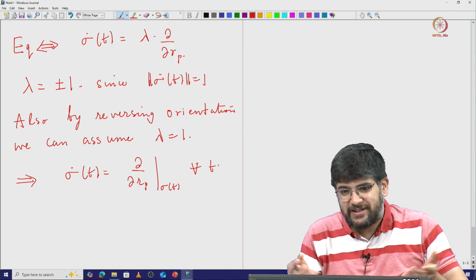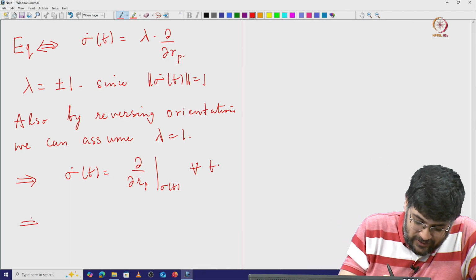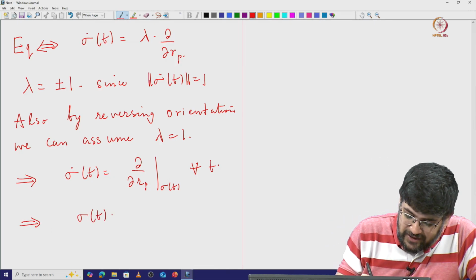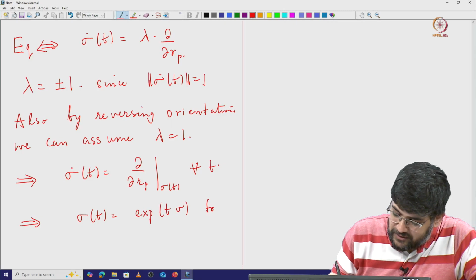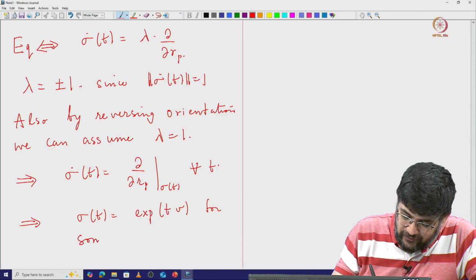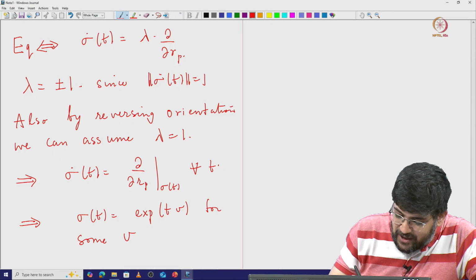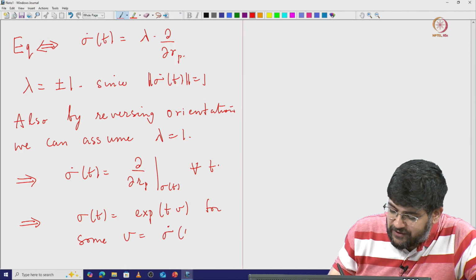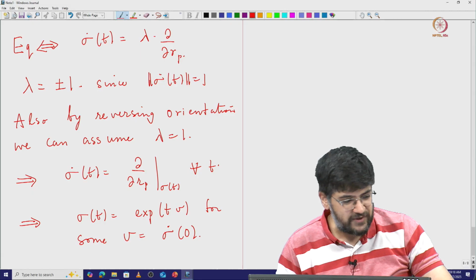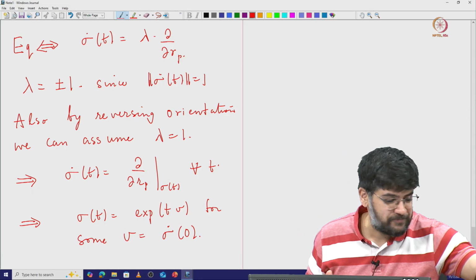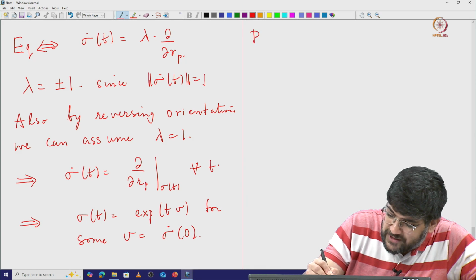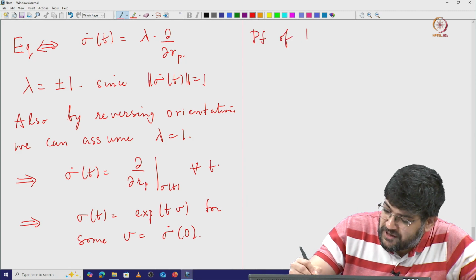but then that means that sigma has to be a radial path. So this implies that sigma of t is actually the exponential of tv for some v. In fact, v is just the initial velocity vector of sigma, right. So this proves the lemma. So now I am going to use this to prove our main theorem.